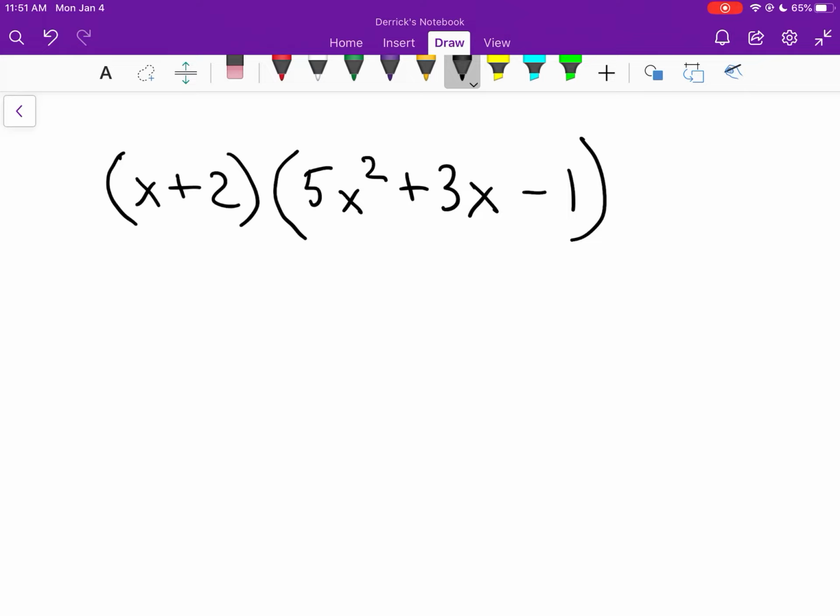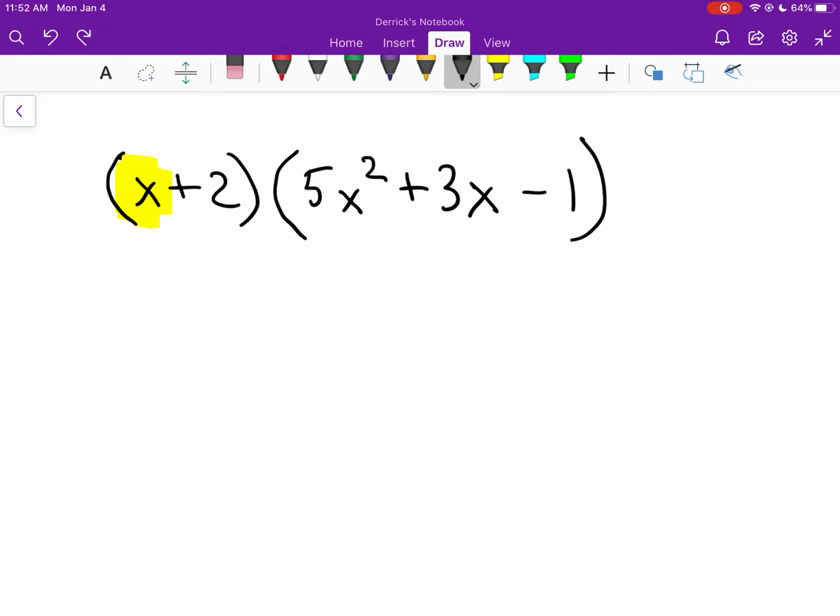It's still a distributive property here. Now the problem would be if you did FOIL for the first example. Technically FOIL doesn't work here because first, outer, inner, last wouldn't cover everything in this problem. You really need to look at this problem specifically as a double distributive property. Because what we're going to need to do is take x and distribute that to all three terms in the second parentheses. And then we're also going to need to take positive 2 and distribute that to all three terms in the parentheses. So let's do that.